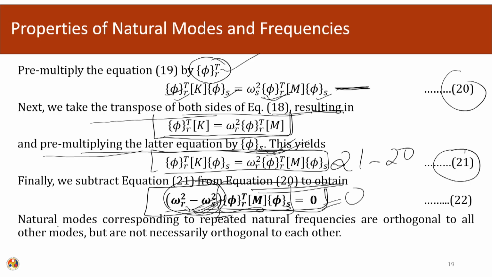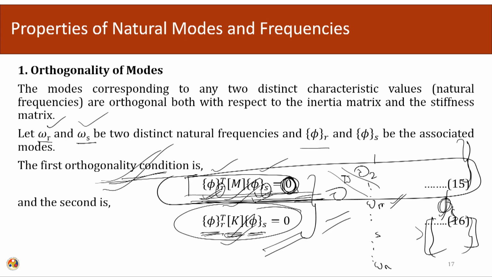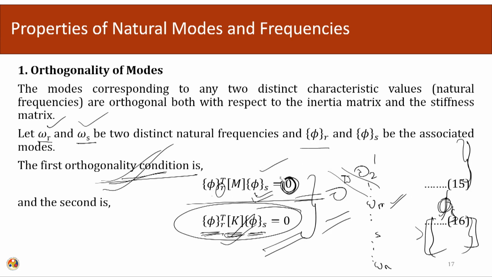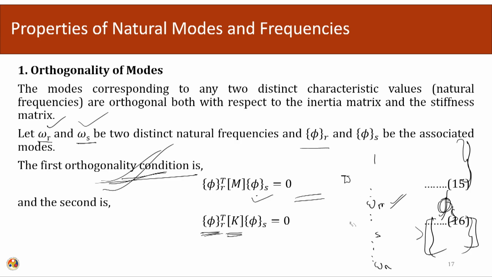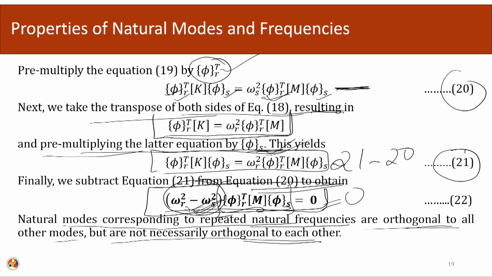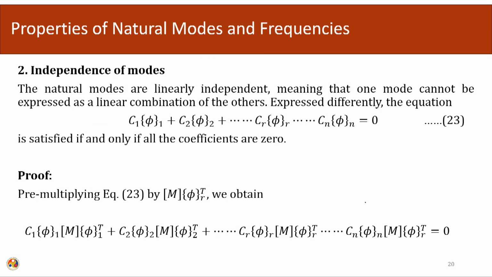Natural modes corresponding to repeated natural frequencies are orthogonal to all other modes, but not necessarily orthogonal to each other. In this way we have proved the orthogonality of the system, meaning if we multiply the mass matrix with the distinct mode shapes, and the stiffness matrix with the distinct mode shapes, we are going to get 0. This is the first and second orthogonality condition, and this is the proof.